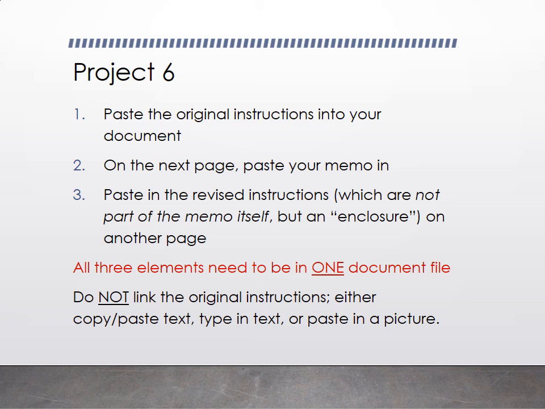On the next page, you're going to write a memo or paste a memo in. We'll talk about memo format later, but you're going to have a memo in which you evaluate those original instructions, in which you discuss the original instructions' strengths, weaknesses, and what you plan to do to make it better. And then on yet another page, you're going to have your revised instructions. So this is not part of the memo itself, this is separate. So you're going to have at least 3 pages. You might have more if your instructions are longer than that, and that's okay. But all of these things need to be in one word processing document file.